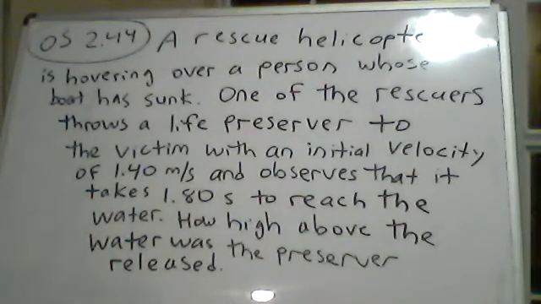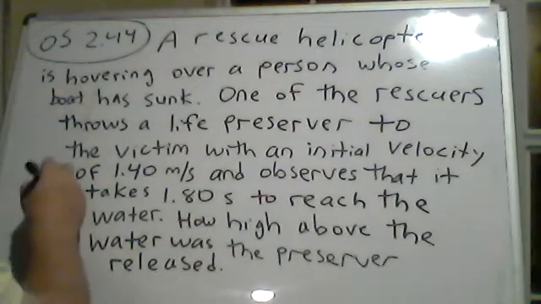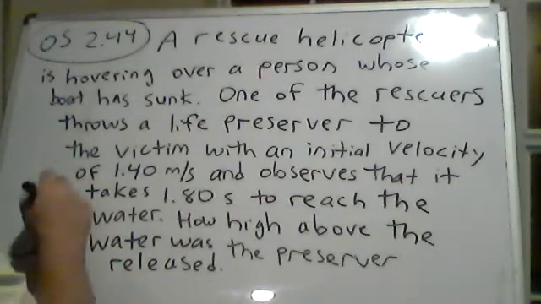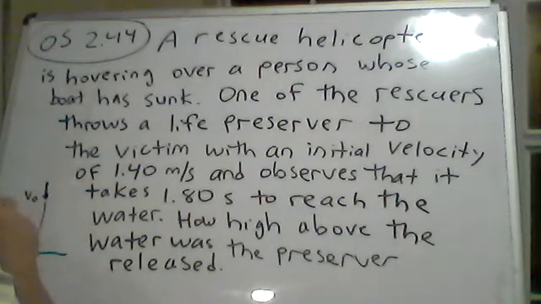So again, what are we looking at? We're looking at straight down motion. So you have initial velocity v naught, that's basically 1.40 meters per second coming down, and that preserver is going to come down and hit the water, and this whole process is going to take a time of 1.8 seconds. So that's what's happening. We know the initial velocity, and we know the time it's going to take. And I'm going to erase the board so I can do the problem.